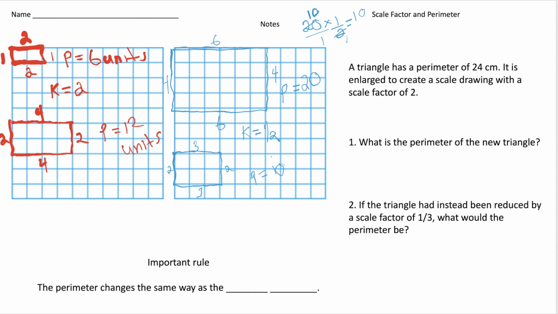All right. So hopefully you're seeing a pattern here. We have the perimeter of the original. If we multiply it by the scale factor, we get the new perimeter. So here's an important rule. Do me a favor, put a star here and a star here. The perimeter changes the same way as the scale factor.